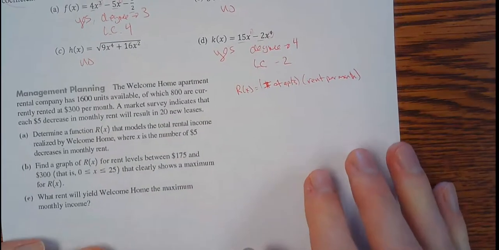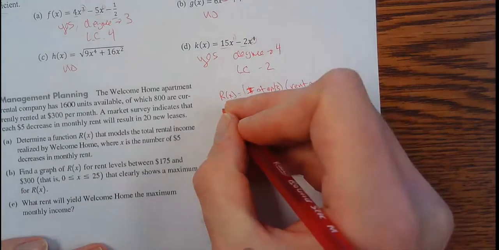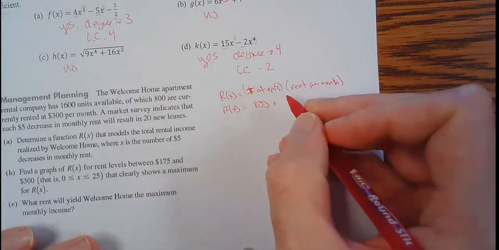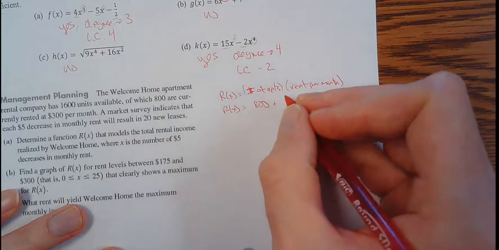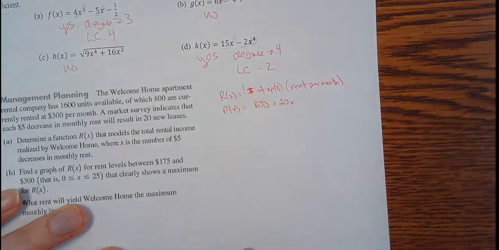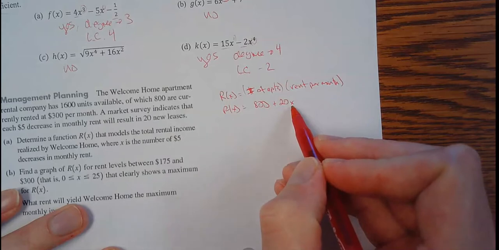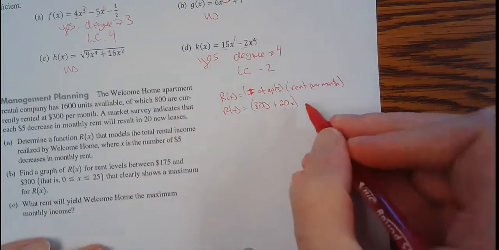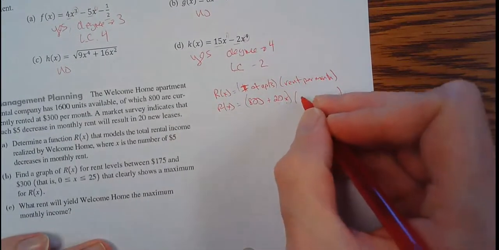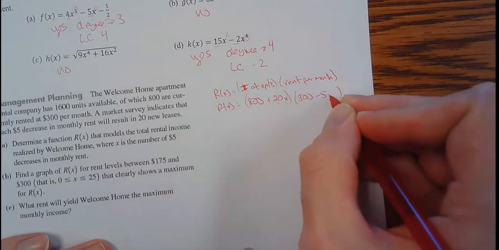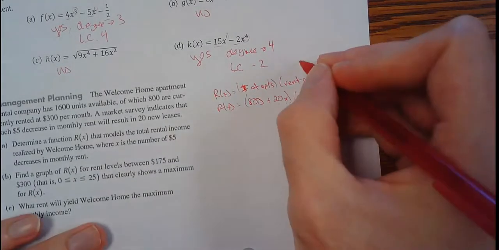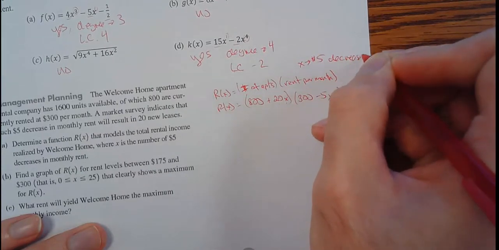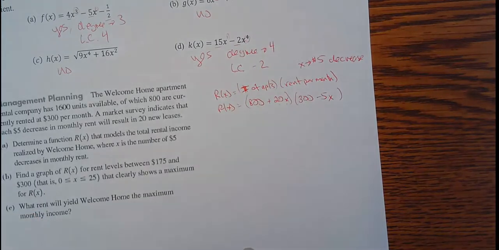Okay, so the number of apartments right now, currently, is 800, but it says that for every $5 decrease, we could add 20 new apartments. So for every $5 decrease, we'll add 20 more apartments. So that would tell me the number of apartments that I'm renting. And then the rent per month is going to start out at 300, and you're going to take $5 away for every increment. So again, X is every $5 decrease.